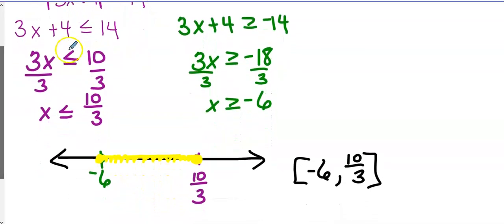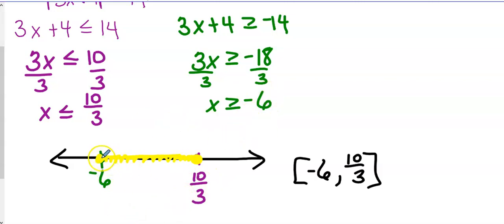Okay, so then you separate it, split it into two different ones. Do less than or equal to 14, greater than or equal to negative 14. Solve for x. I got x is less than or equal to 10/3. You don't even need to know what 10/3 is. You don't need to convert that or anything. You know it's a positive number, so it's to the right of this -6, because on this side I got x is greater than or equal to -6.